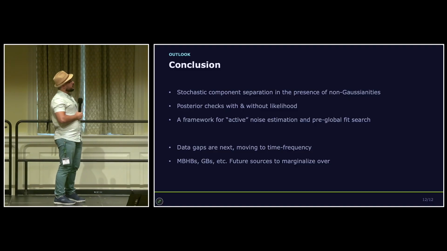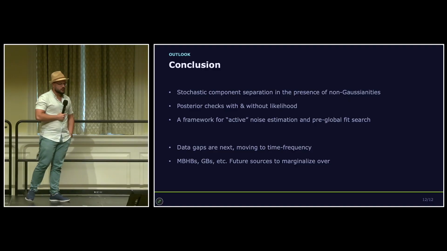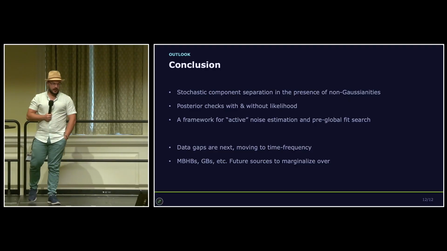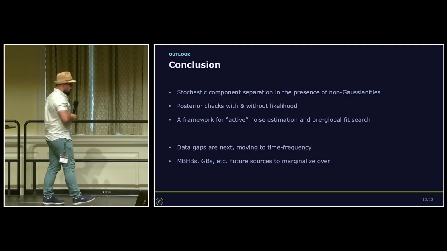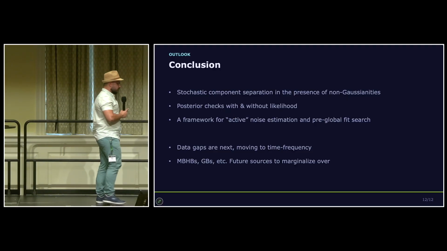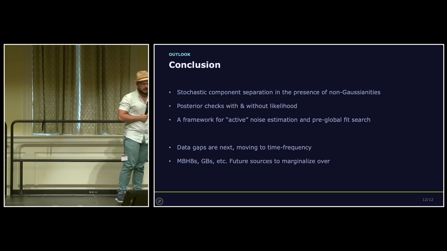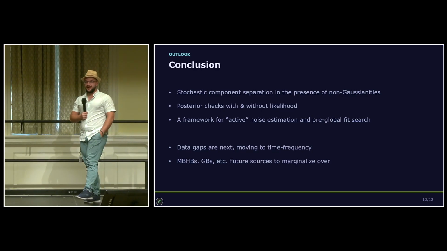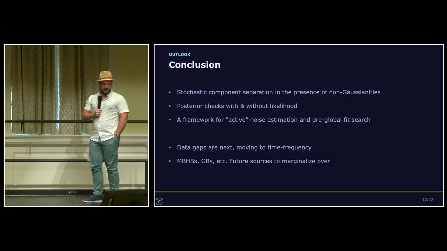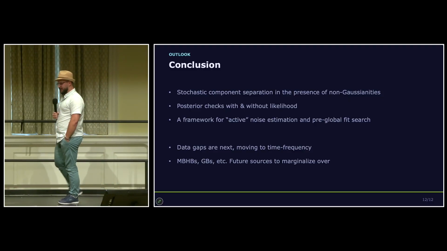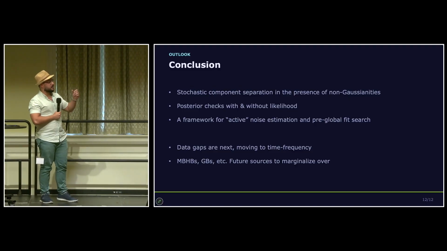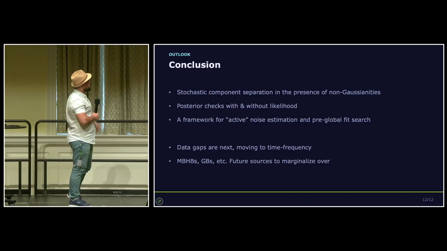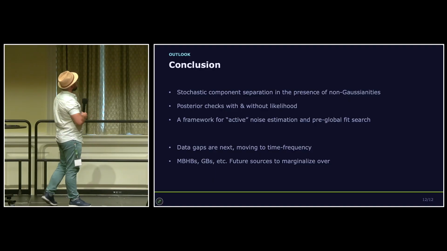And this is essentially meant to be a framework, and will become in the future a framework for active noise estimation in a pre-global fit sense. The purpose is that this will have to deal with two other big things. One is data gaps, but we're moving to time frequency. And then obviously I did one glitch. When this has MBHBs and GBs, it will be a problem. But this is aimed at shorter segments, even 11.6 days; it will be aimed at hours-long segments to deal with the data gaps and the glitches.